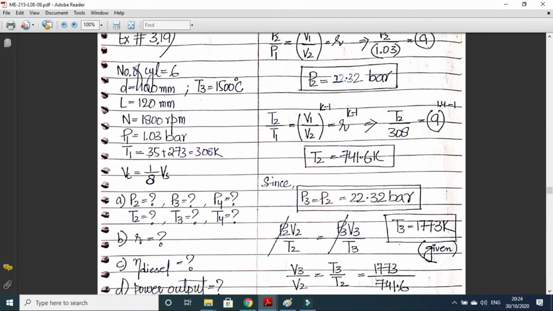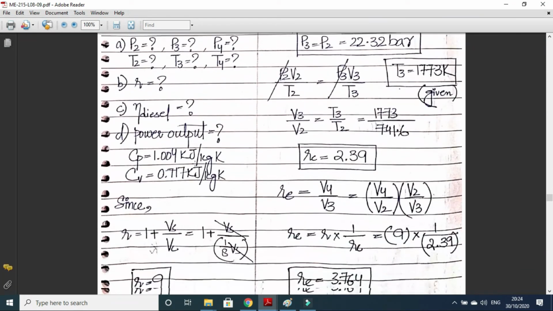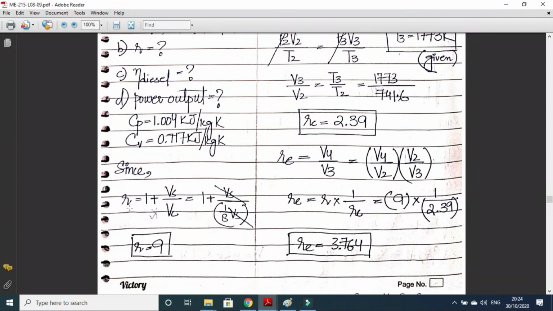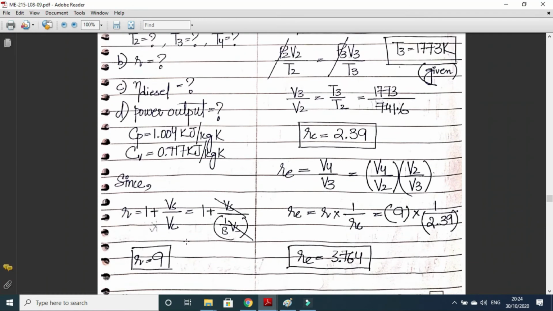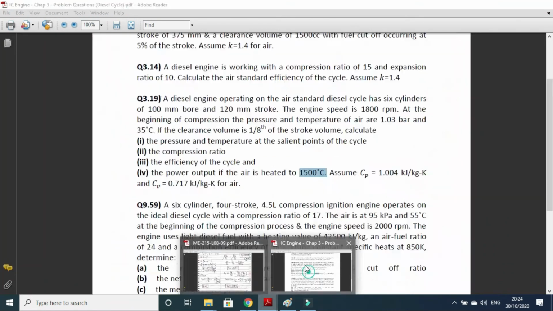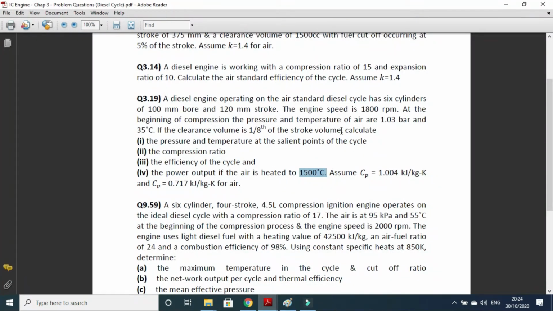We can convert 35 degrees Celsius to Kelvin by adding 273. So the initial part is very easy. R is equal to 1 plus Vs upon Vc. This is the formula for the compression ratio. Now we know that Vc is equal to 1 upon 8 into Vs, so Vs will be cancelled out. So the compression ratio will become 9. With this statement we have calculated the compression ratio.